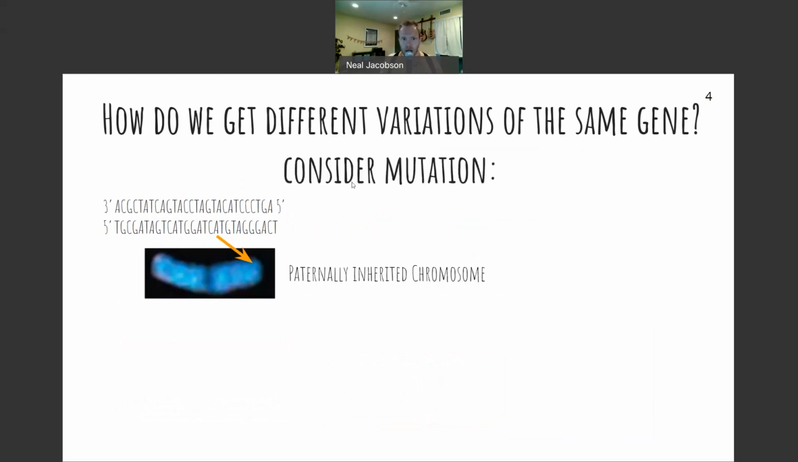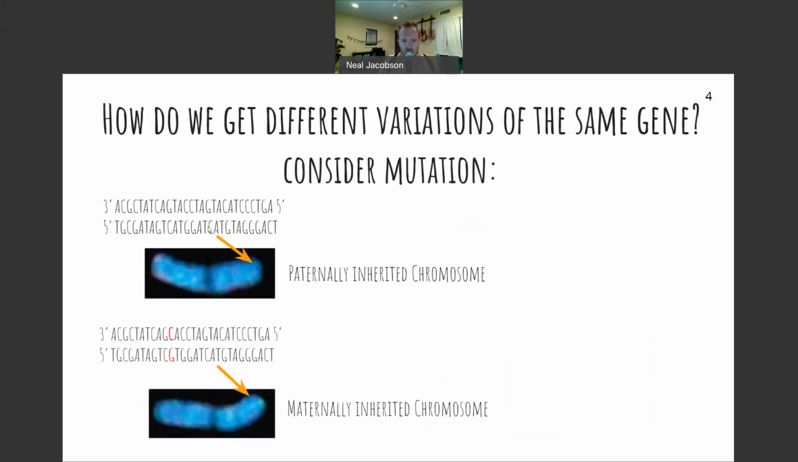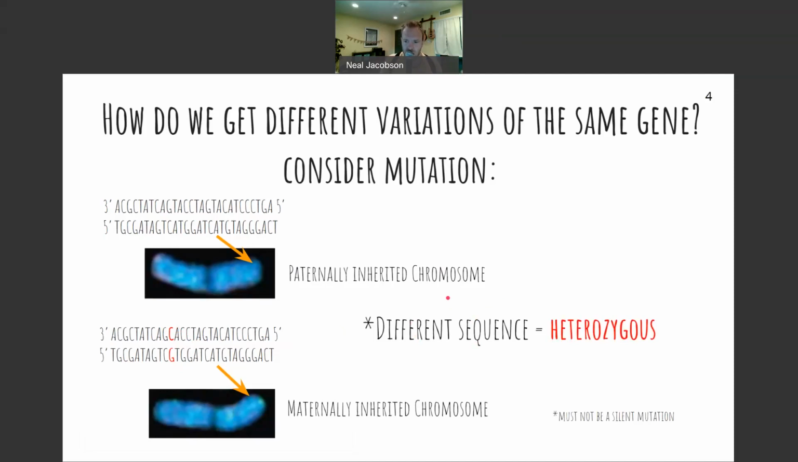Now, if we come down here and we see that we have the same gene on our paternally inherited chromosome. Now consider that on the other chromosome, there was a mutation. So we have the paternally inherited chromosome, and that sequence is reading just like it was on the last page. But the maternally inherited chromosome has a mutation on it in that gene. And so the order and sequence of nucleotides are slightly different between the two genes. And so what do we say that is now? We say that individual is heterozygous, meaning different zygosity or different alleles at that particular gene locus.